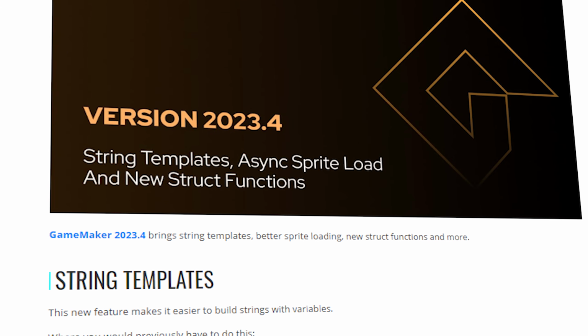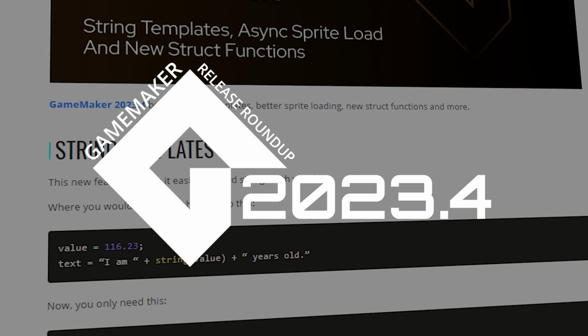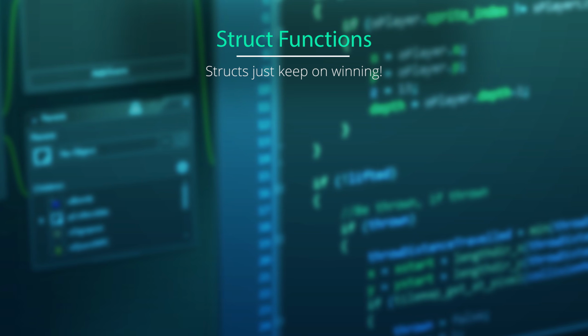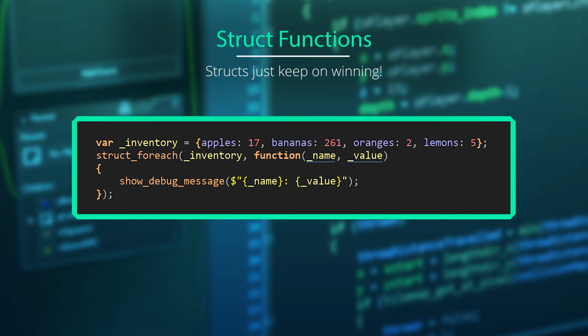It's been a little while as we skipped a month, but we now have the April release of GameMaker version 2023.4. Structs got even better with some very cool new functions, including struct for each. This lets you run a custom function on each member of a struct.